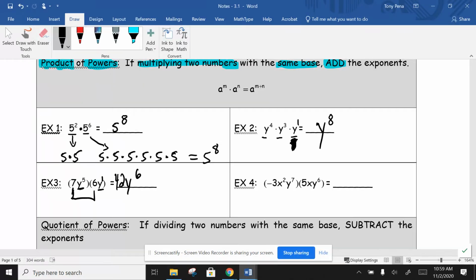All right, so we've done 3. Try the 4th one and see what we get. See if we're understanding this.